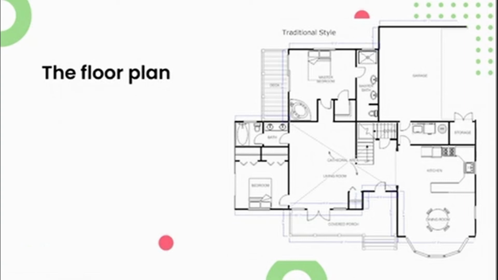Firstly, we can see that it shows us the scale of the space. It's really important that a floor plan shows us the scale and proportion of the rooms in relation to one another.